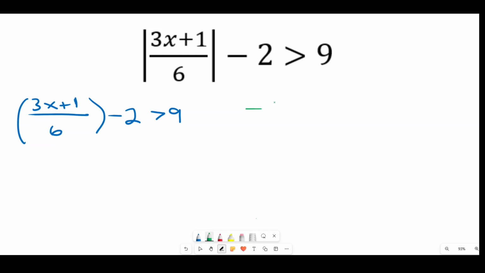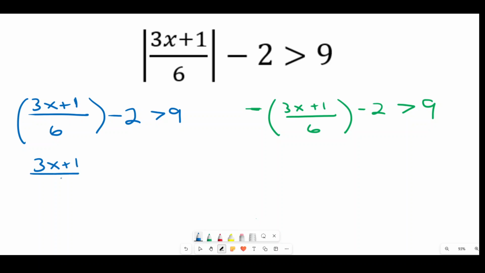And then the second equation I need to create is the one where I basically do the same thing, but there has to be a negative sign introduced in front of that absolute value bracket. So now I'm going to try to do this math. So 3x plus 1 over 6. I'm going to add 2 to the other side.